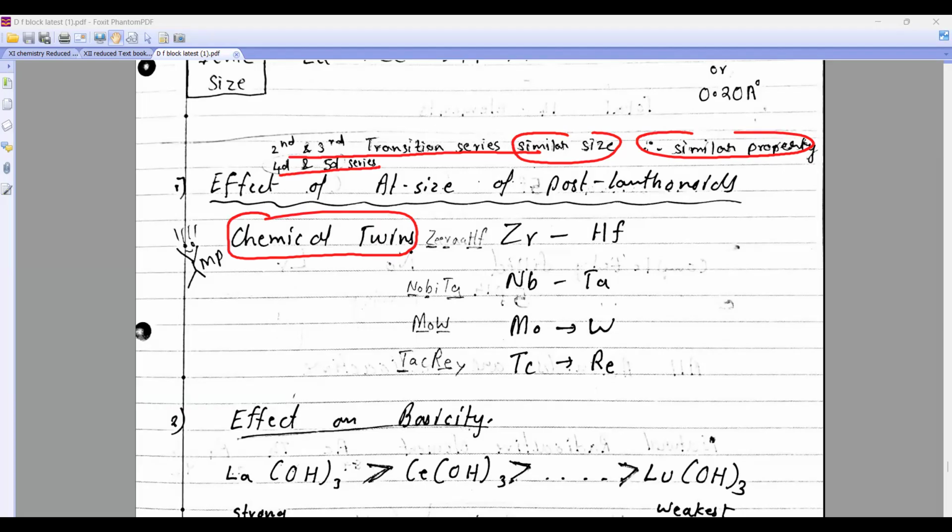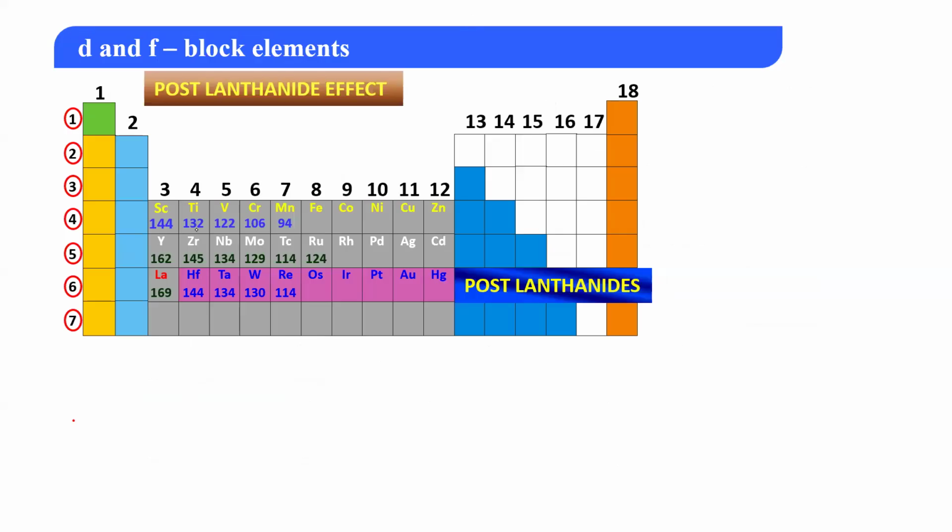Look here. This is zirconium and this is hafnium. This is niobium and this is tantalum. Molybdenum and this is wolfram. Technetium and this is rhenium. तो इसको याद रखने का मैंने ट्रिक बनाया है. देखो बेटा. What is the trick?